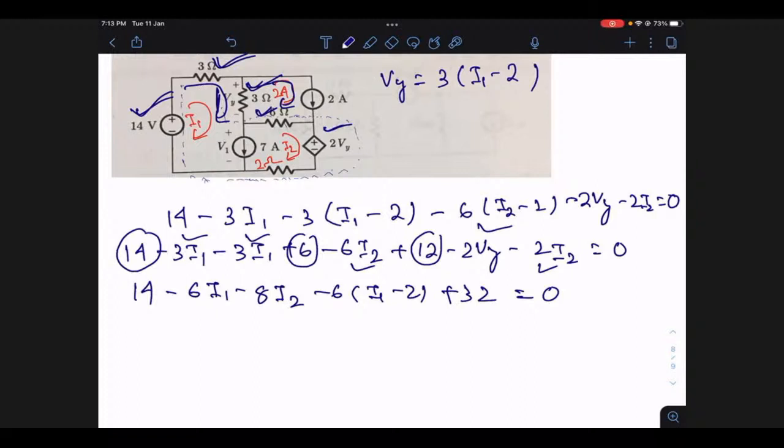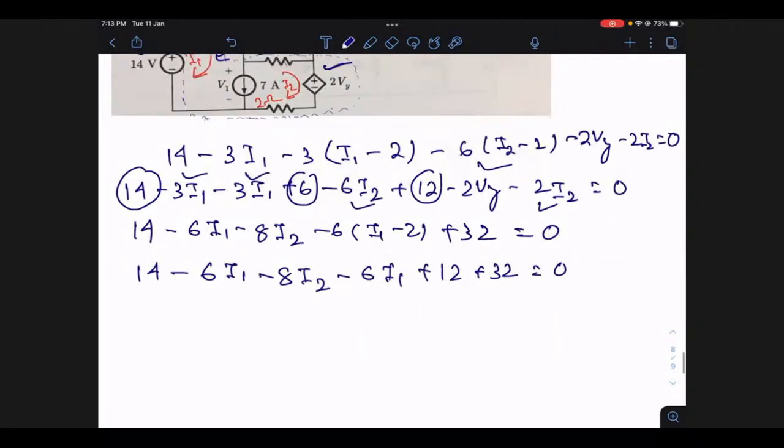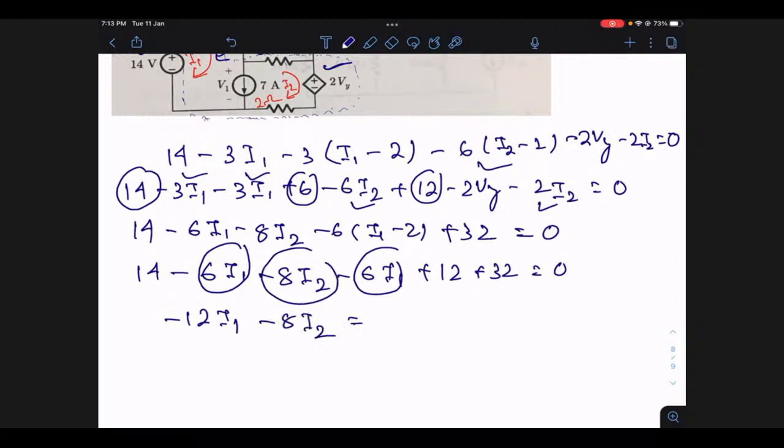If you simplify this again, this is 14 minus 6I1 minus 8I2 minus 6I1 plus 12 plus 32 equals 0. Now again, if you separate the terms, 6 plus 6 is 12, minus 12I1, and this is minus 8I2. Minus 8I2 is equal to minus 12 minus 32 minus 40. Let us multiply by minus on both sides.